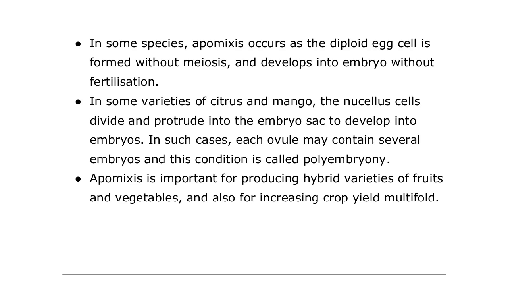In some varieties of citrus and mango, the nucellus cells divide and protrude into the embryo sac to develop into embryos. In such cases, each ovule may contain several embryos, and this condition is called polyembryony. Apomixis is important for producing hybrid varieties of fruits and vegetables, and also for increasing crop yield multifold.